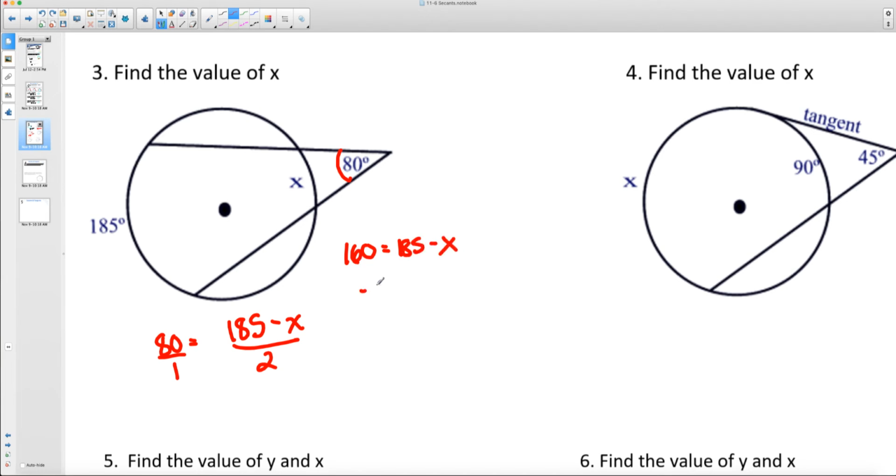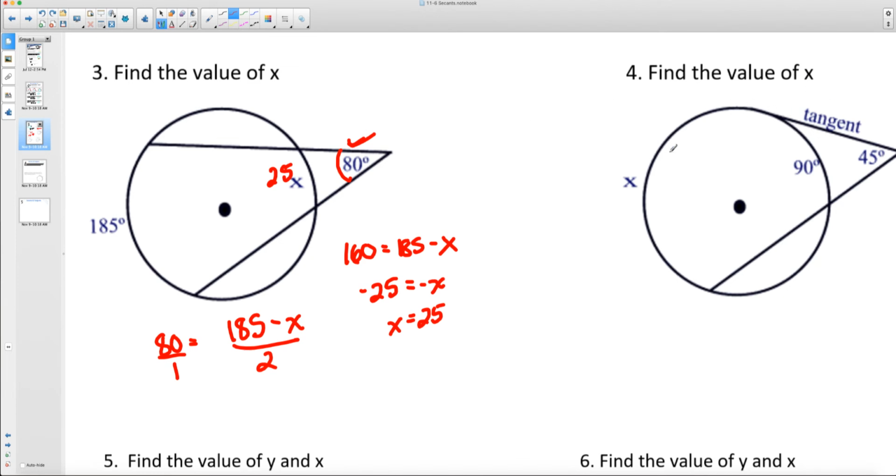We'll get negative 25 equals negative x. So that smaller arc would have to then be 25. If we did a quick check, 185 minus 25 is 160. 160 divided by 2, yeah, that checks out, and that is 80.